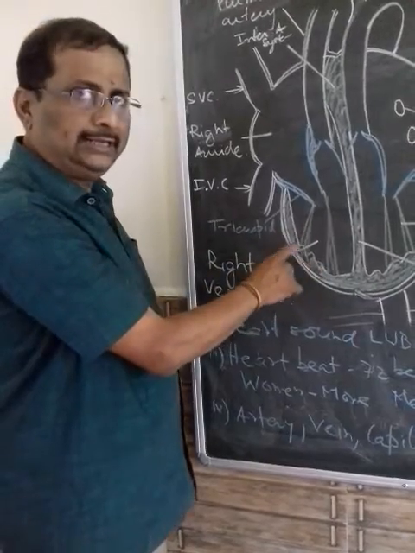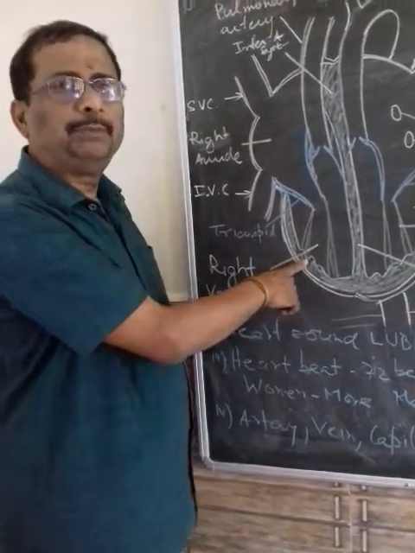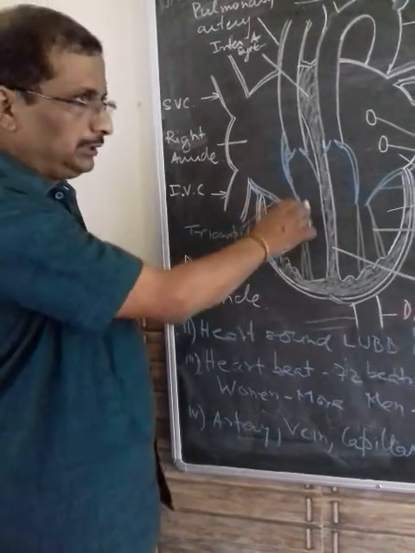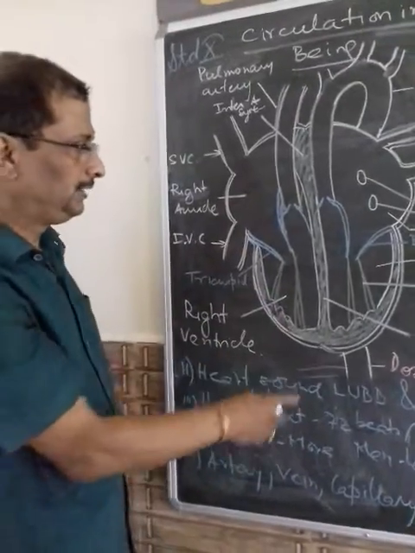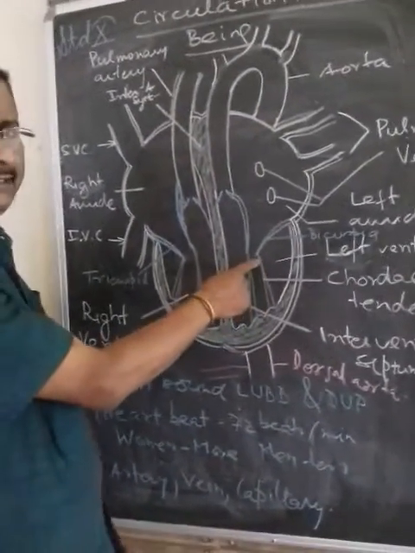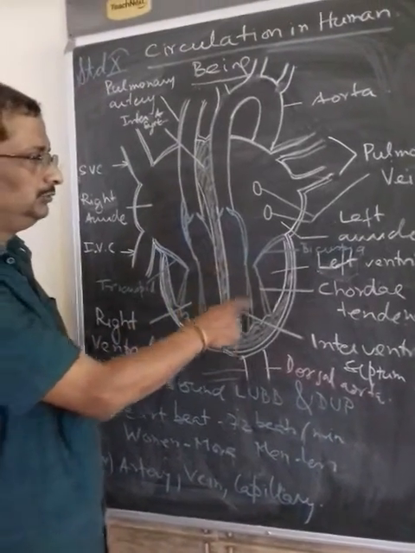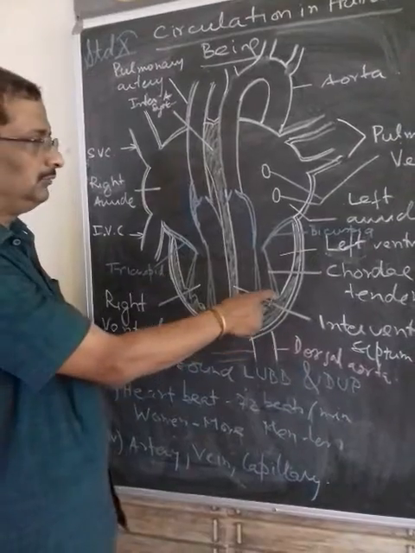And these chordae tendineae are attached to a type of muscle. Here you can see some raised portion. These are called the papillary muscles, which pull the flap downward, keeping the position of the flap down. On the left side, similarly, you can see here the chordae tendineae are pulling the flap downwards here, and the papillary muscles are also found in the wall of the ventricle.